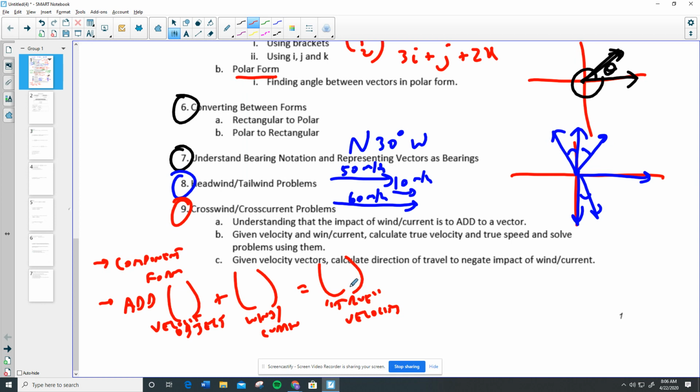All right. There are other questions, a lot involving crosswind, cross-current problems. I refer you to the homework or to the materials that we've used.